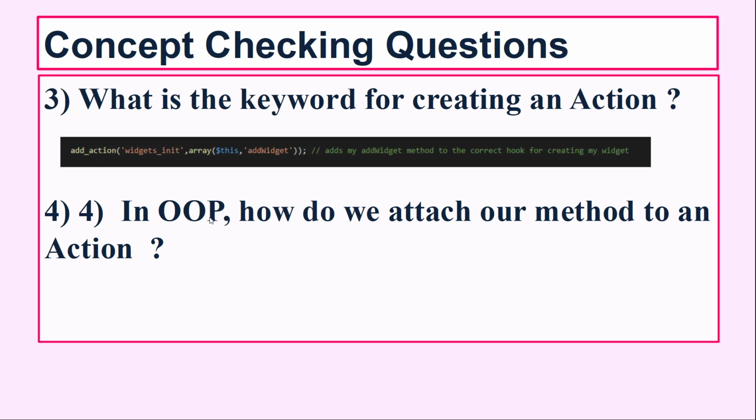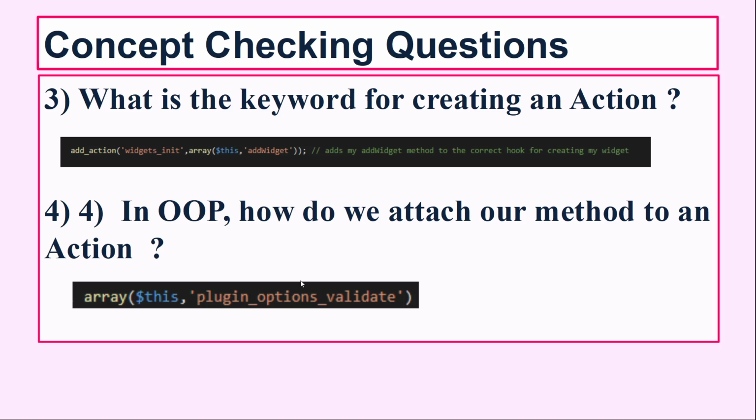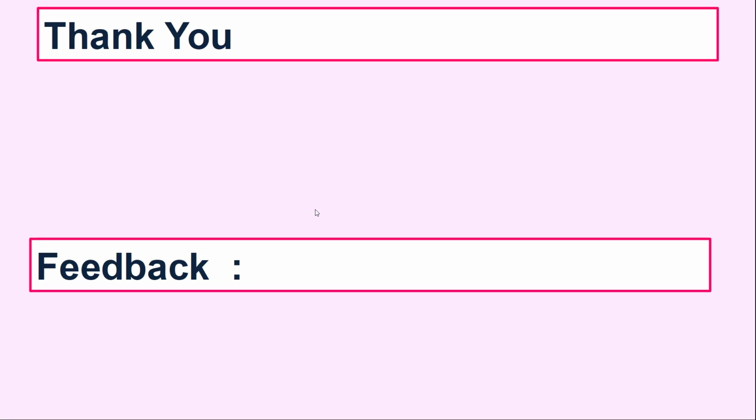In OOP, how do we attach our method to an action? Well, we need to make sure that we put it in an array, because the place that we put our code here only accepts 1 value. But because we're using OOP, we have to have 2 values. We have to have the actual class itself, which would be heart, and then we have to have the name of the method. So we need to put array to add these 2 values together. So that's the end of the video.